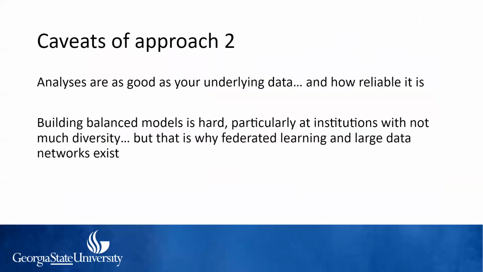Caveats again: it depends on how good your data is. And also building these balanced models is hard, particularly at institutions without much diversity in their EHR or available data. But that's why, for further research avenues, this could be overcome with federated learning or by leveraging large data networks.